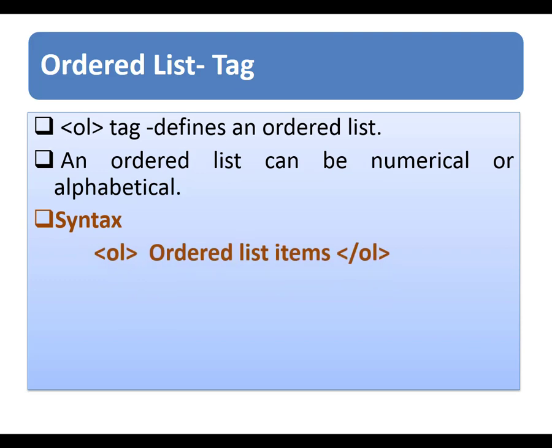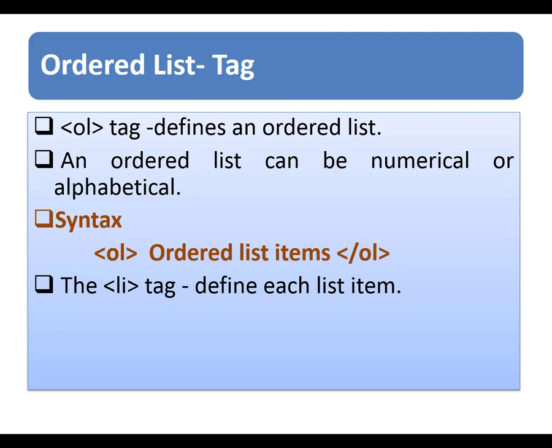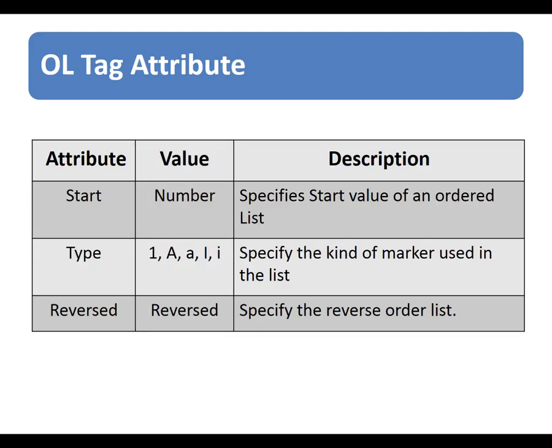It is having opening and closing OL tag. You can use li tag with OL tag to define the list items under the ordered list. The list item will be marked with numbers by default. The syntax of li tag is opening and closing li tag and the list items included within it. With OL tag, you can use the attributes like start, type, and reversed. Start attribute specifies starting value of an ordered list. You can specify starting value as any number.